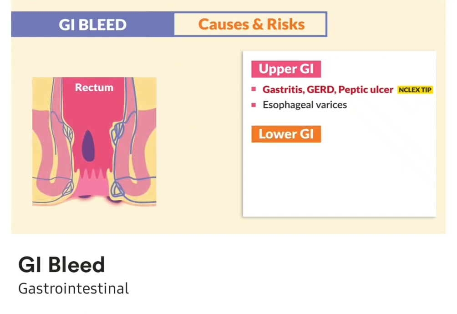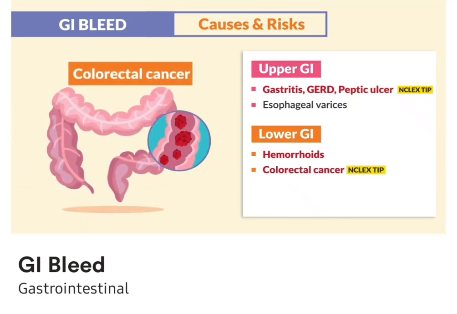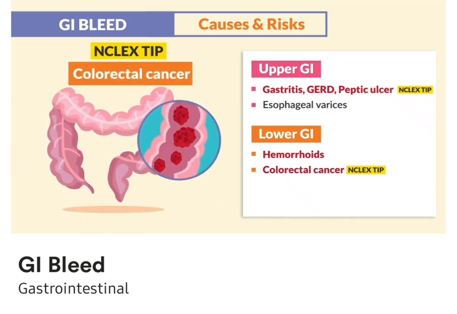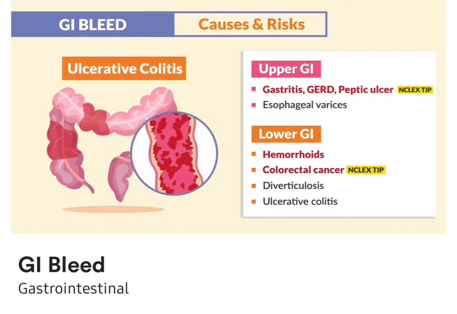And we also have lower GI bleeds, typically due to hemorrhoids, colorectal cancer, another big NCLEX tip, as well as diverticulosis and ulcerative colitis, where we get big ulcers inside the colon there. Now, how do you know if it's from the upper or lower GI?